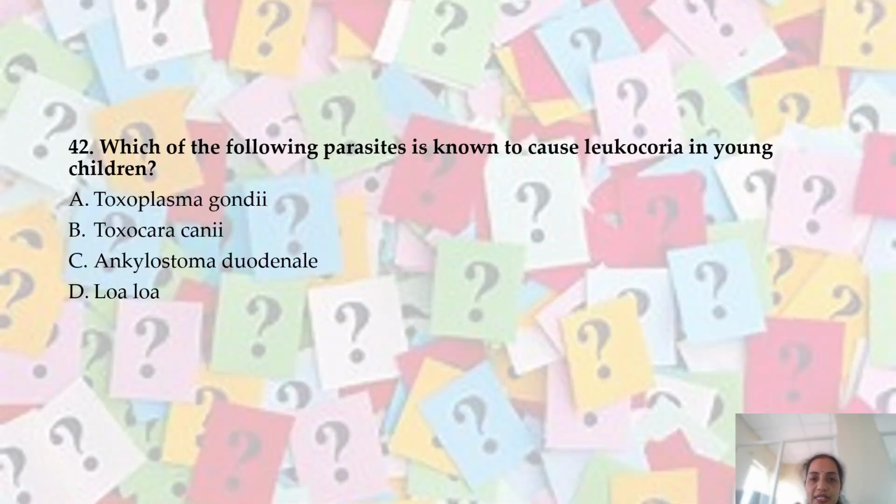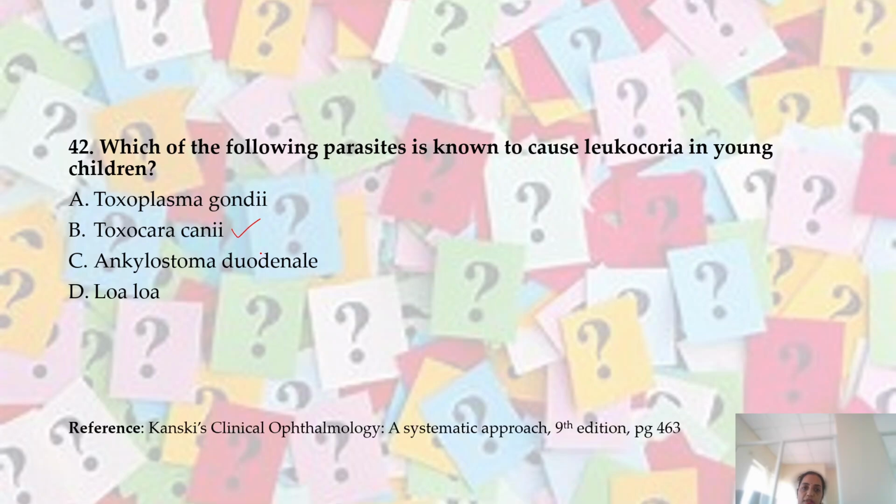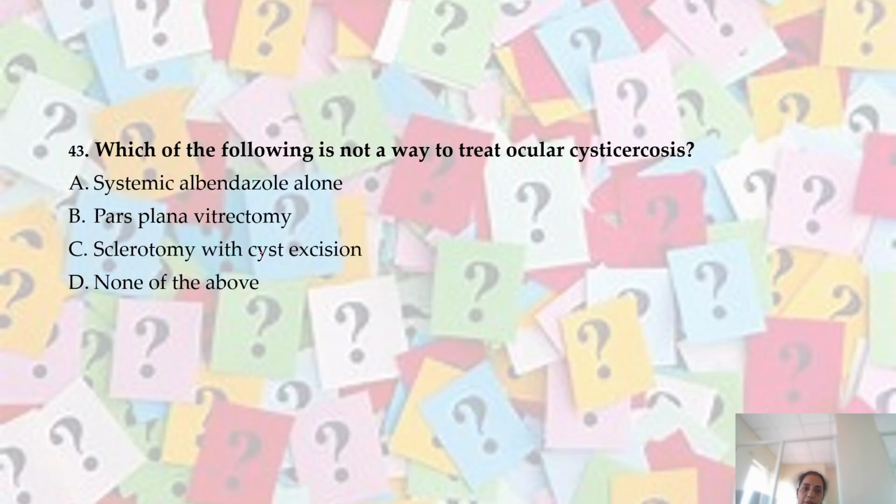Which of the following parasites is known to cause leukocoria in young children? So leukocoria in young children is typically caused by Toxocara canis because of the development of the granuloma, which has a white look and it can cause a retinal detachment leading to leukocoria. That can happen very early in age. So it is a common cause of leukocoria.